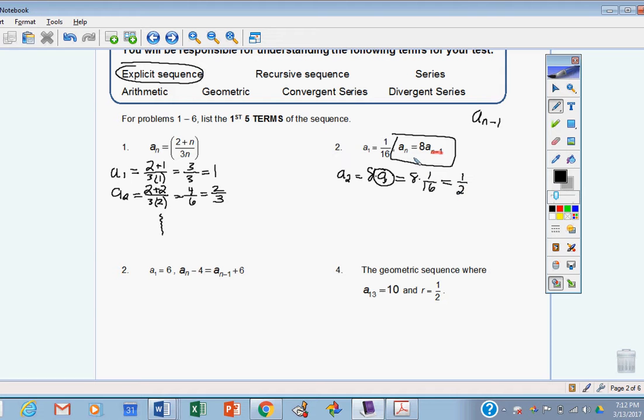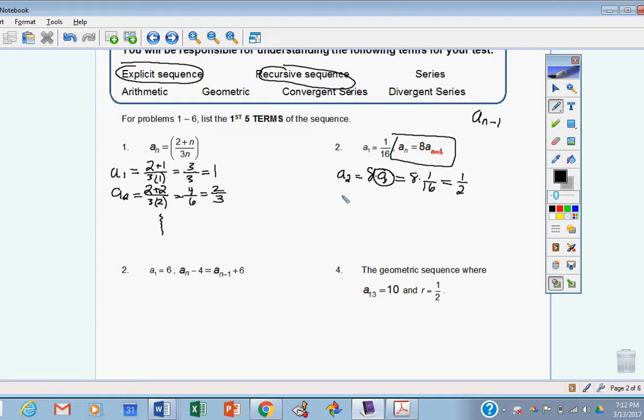Now, this is called a recursive sequence because you need the previous term in order to complete the next term. If I tried to find the 50th term right now, I would need to put in a 50 for n and get the 49th term, and I don't have the 49th term. So you have to go in order to find any term number.